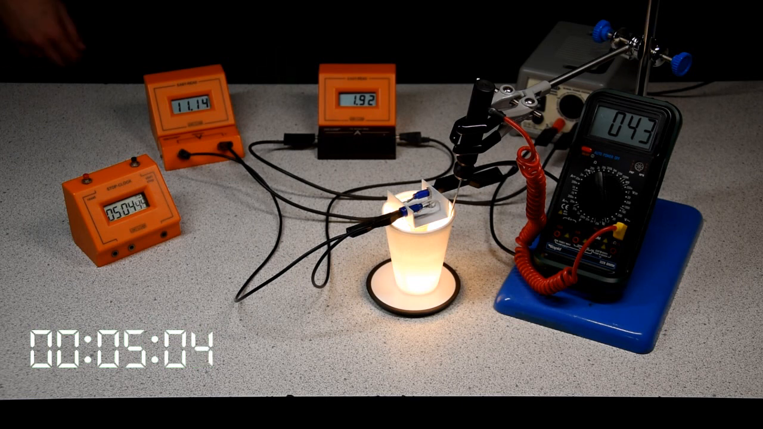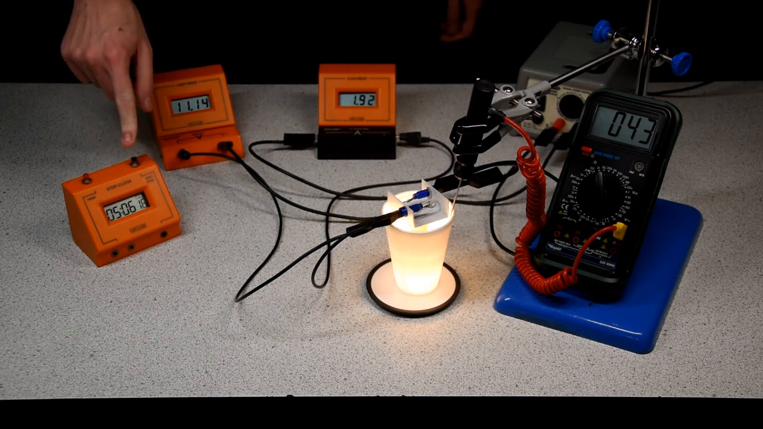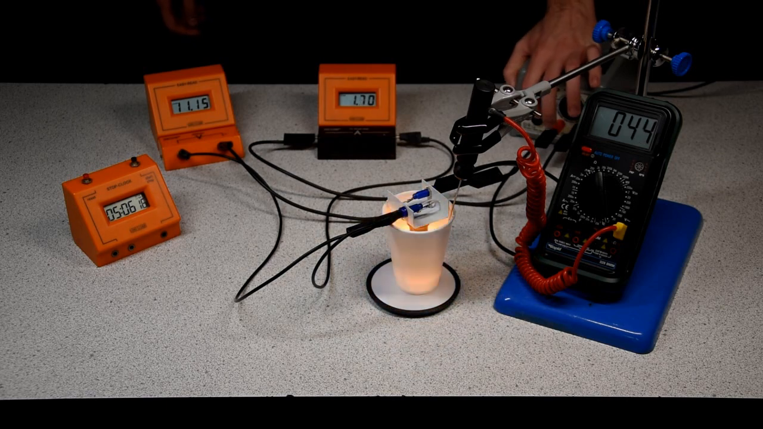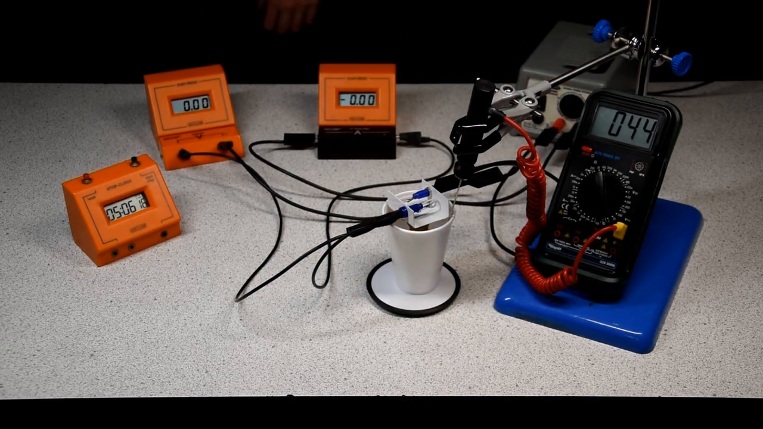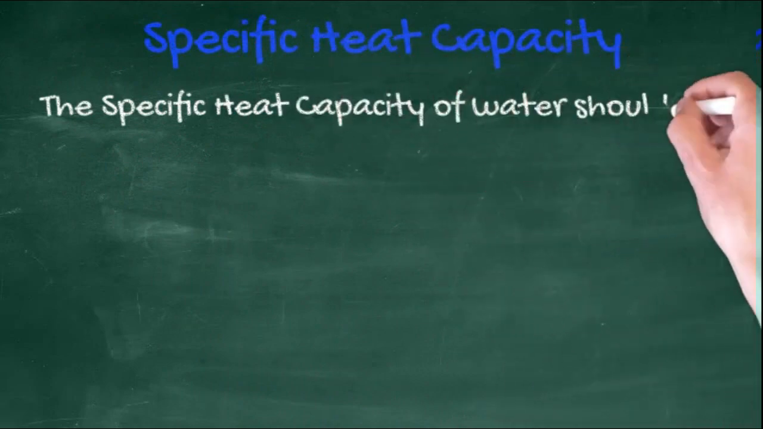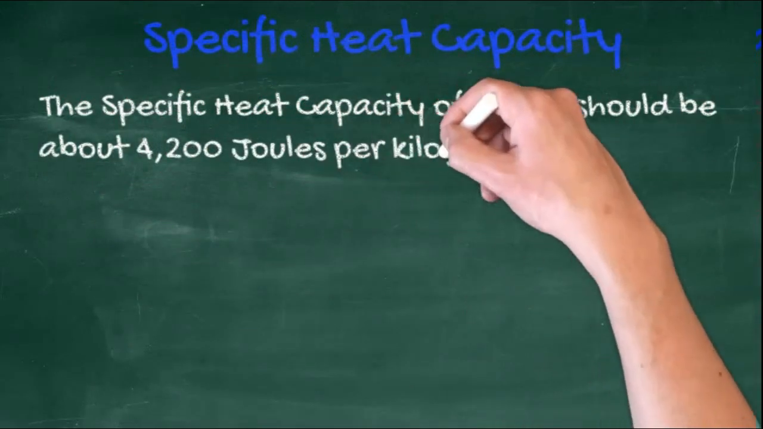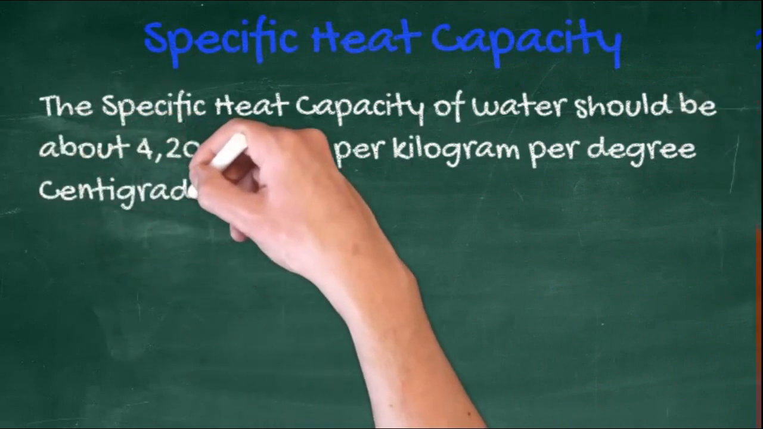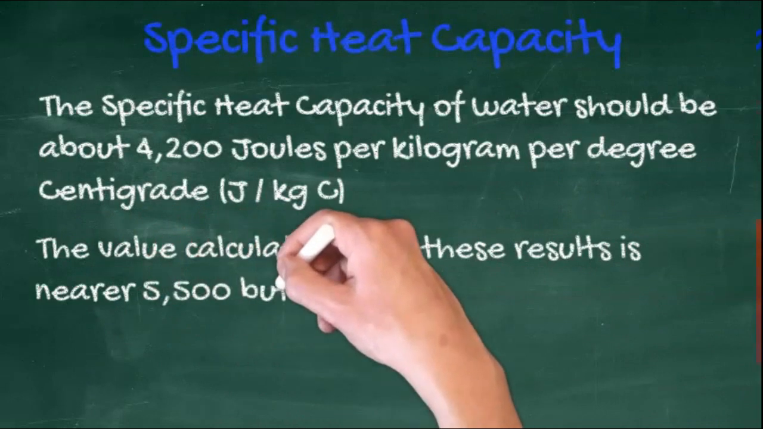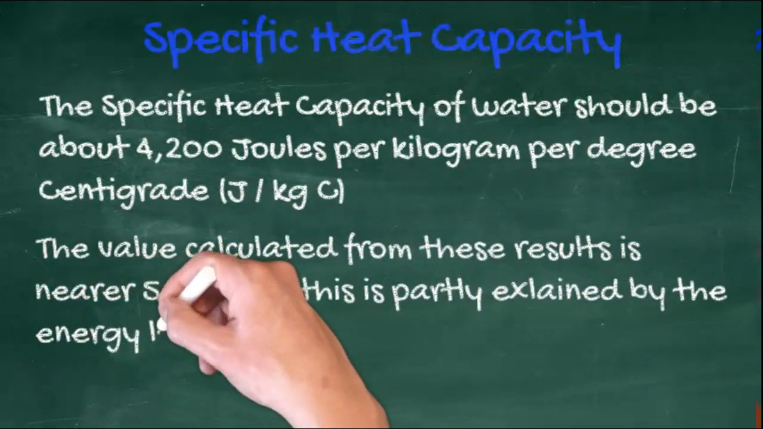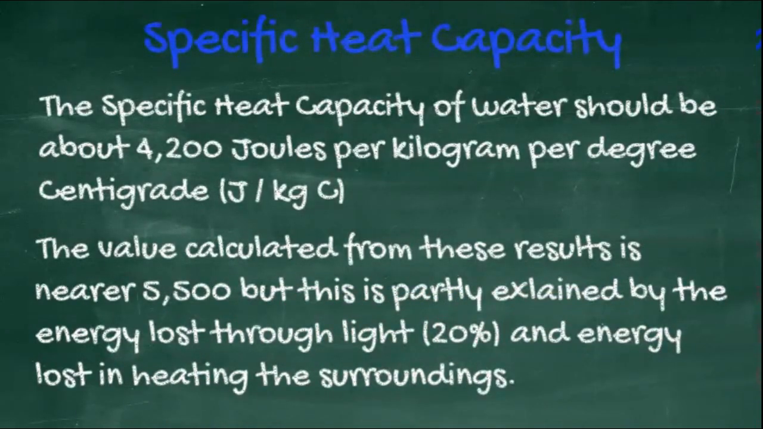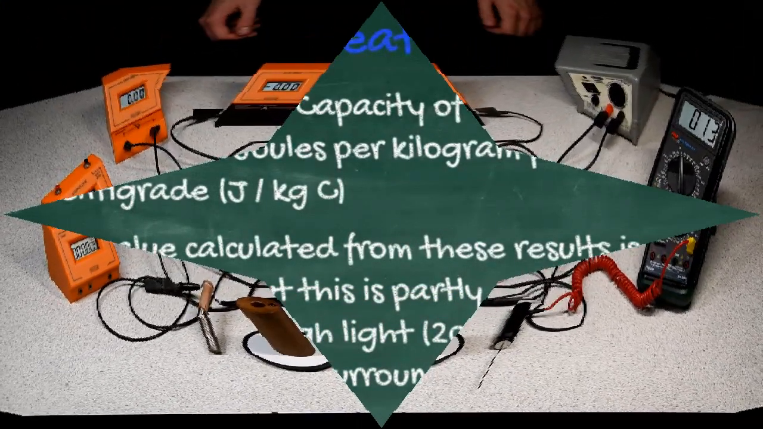The formula delta Q equals mc delta theta is given to you, and you simply need to remember that delta Q is change in energy and delta theta change in temperature. The specific heat capacity of water should be about 4,200 joules per kilogram per degree centigrade. The value we calculated was nearer 5,500, but this is partly explained by the energy lost through light, that's about 20%, and the energy lost to the surroundings in heating the air and the table.